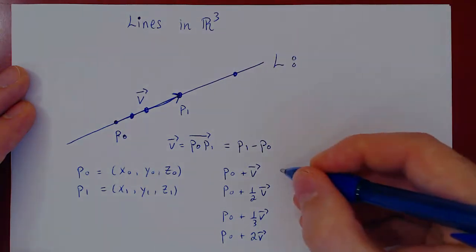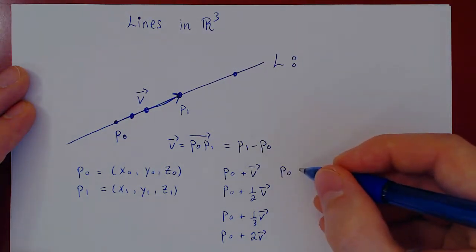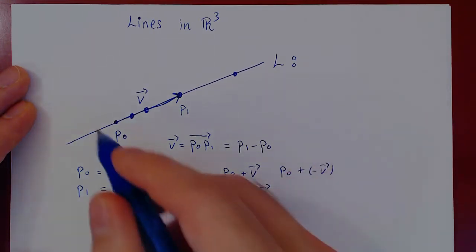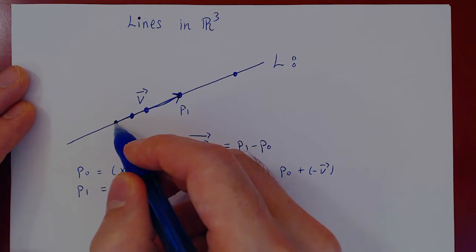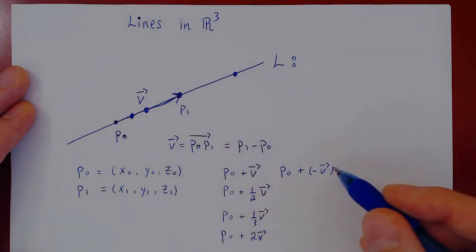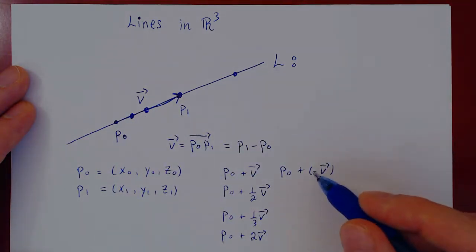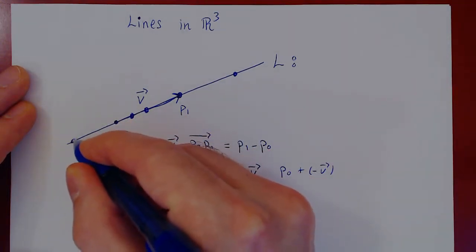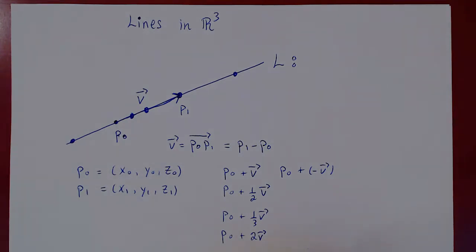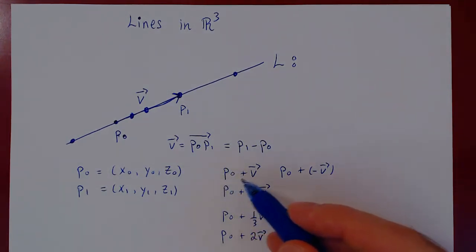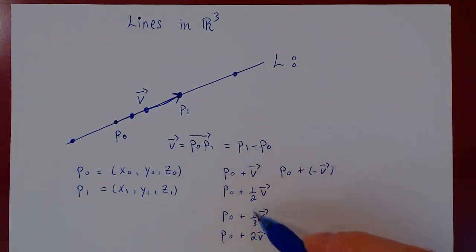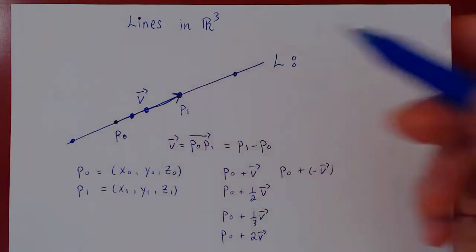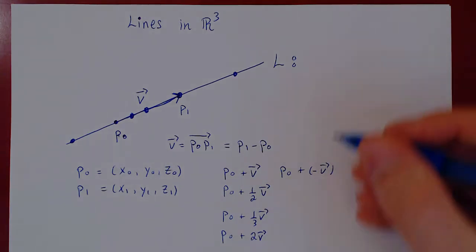And what if I added, say, P0 plus minus V? Well, now I'm starting at P0, and I'm adding the vector whose length is V, but in the opposite direction, so I would land right here. And you see where this is going. If we add to P0 every possible multiple of V, we will get every single point on this line. And that's how we parameterize the line.